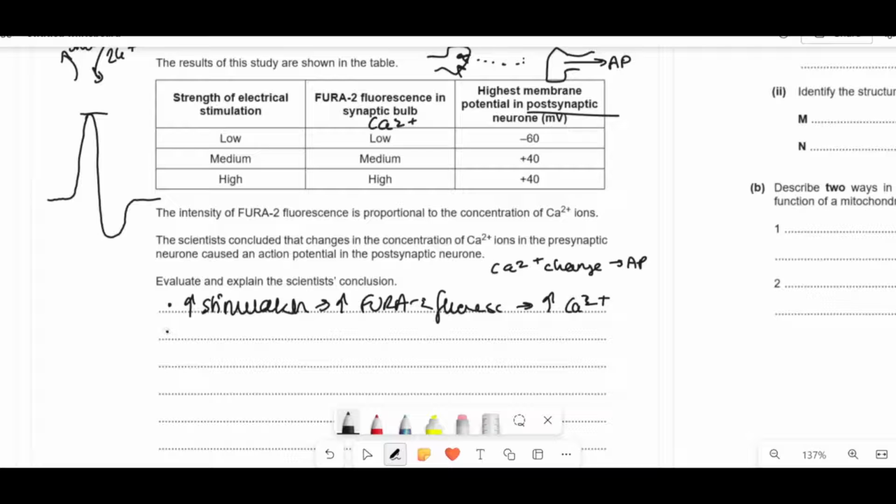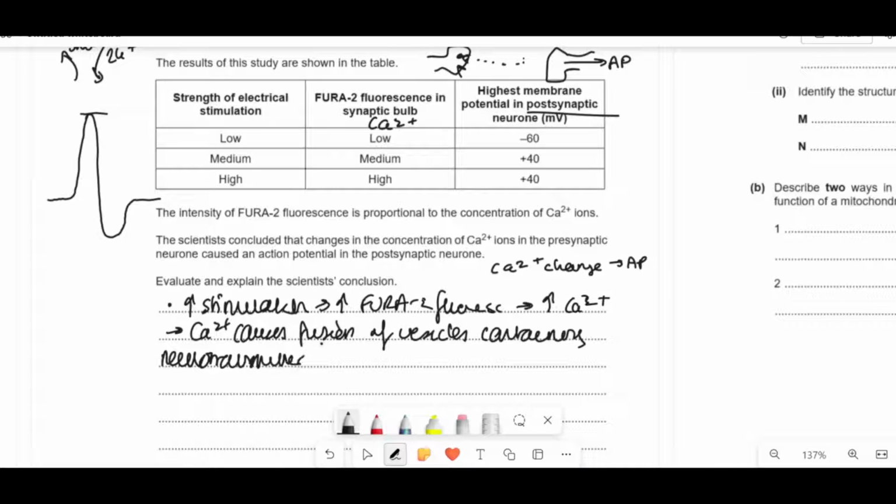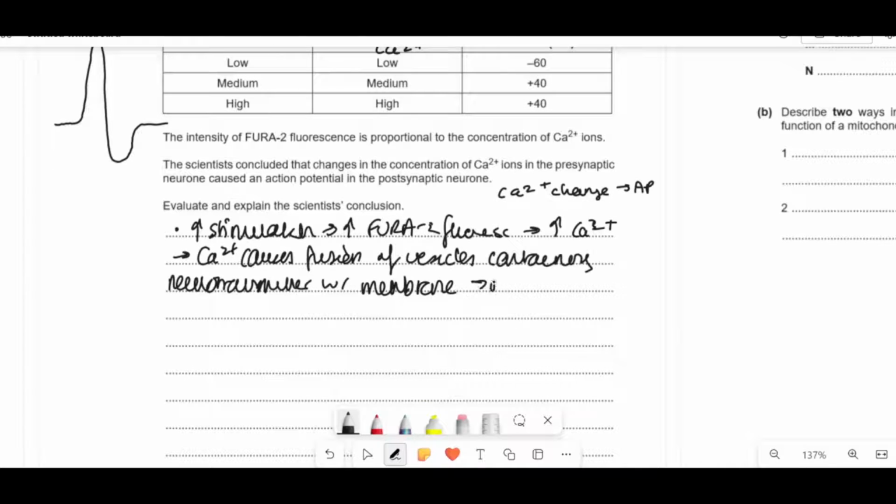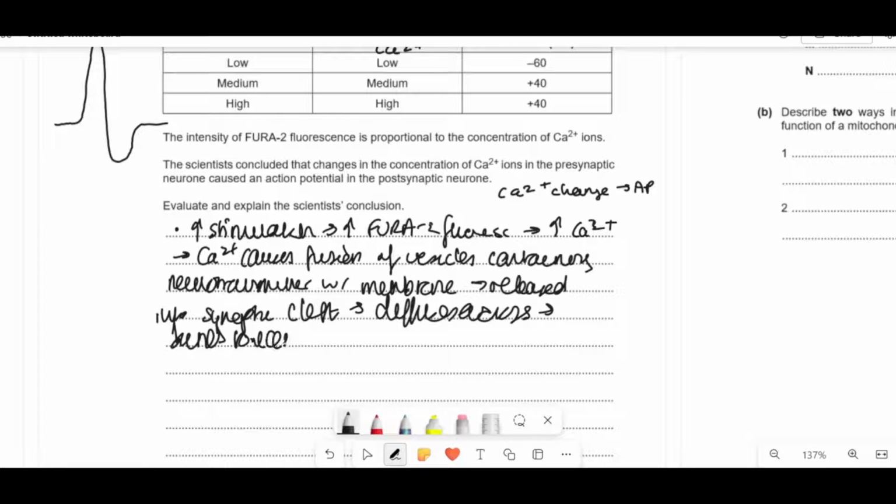It's increasing Ca2+, meaning that Ca2+ causes fusion of vesicles containing a neurotransmitter with the cell surface membrane. It's released into the synaptic cleft. You know the whole steps, diffuses across, binds to receptors on postsynaptic neuron. Na+ enters the postsynaptic neuron.